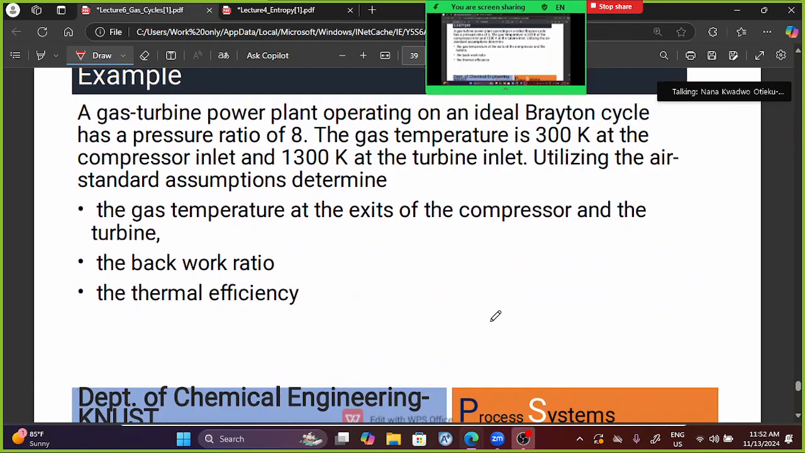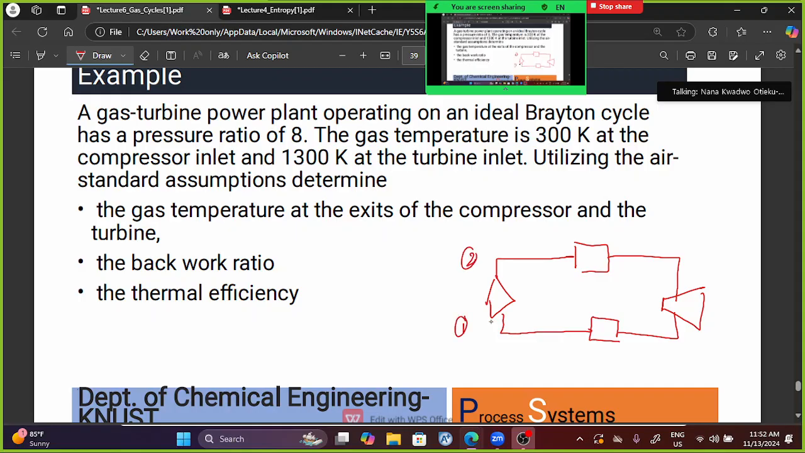So we can have our Brayton cycle. We have a compressor. Sorry, it's difficult to draw with this. So we have here a compressor. We have here a heat addition section. We have a turbine. Then we have a heat removal section. And then we can bring it back. So we have here point 1, point 2, point 3, point 4.